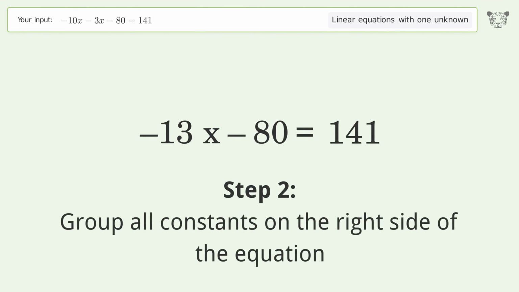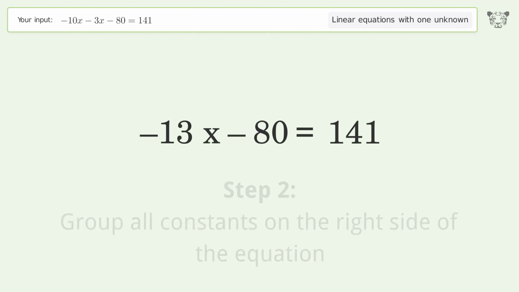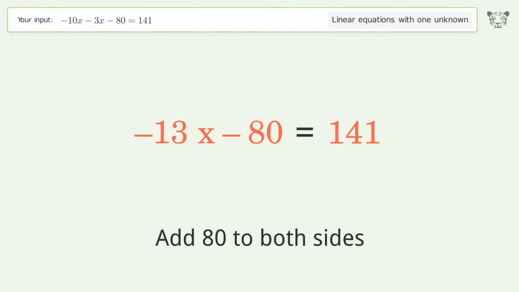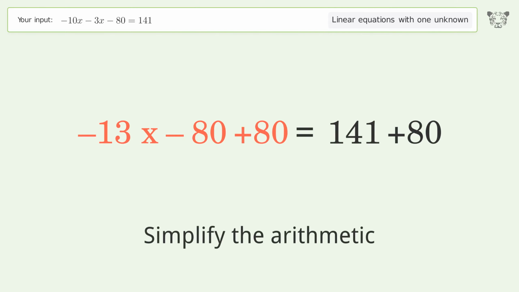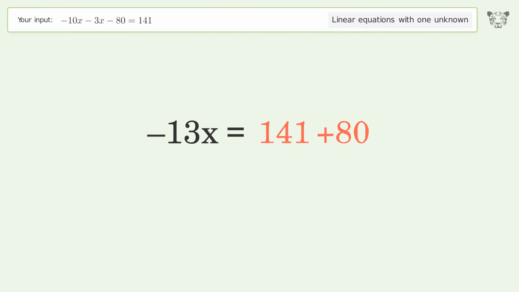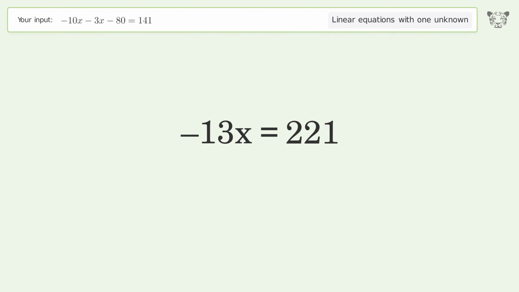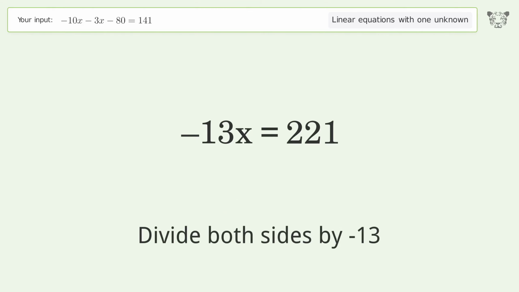Group all constants on the right side of the equation. Add 80 to both sides. Simplify the arithmetic. Isolate the x. Divide both sides by -13.